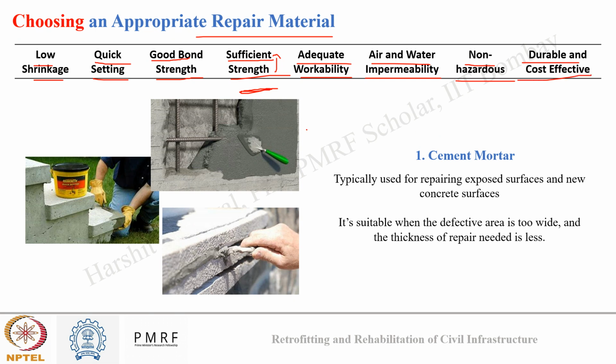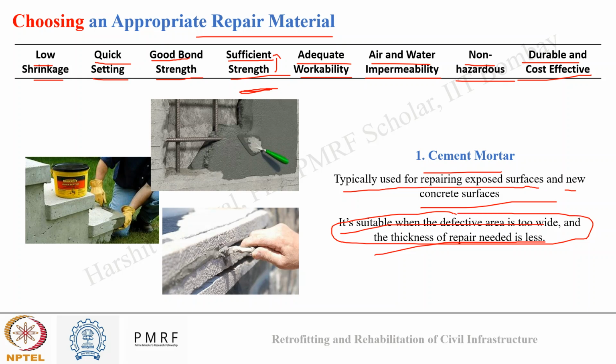Now, commonly, repair materials are classified into five types. We will see one by one. The first is cement mortar. Cement mortar is typically used for repairing exposed surfaces and new concrete surfaces, and it is suitable when the defective area is too wide and the thickness of repair needed is less. So this is where cement mortar is generally used.